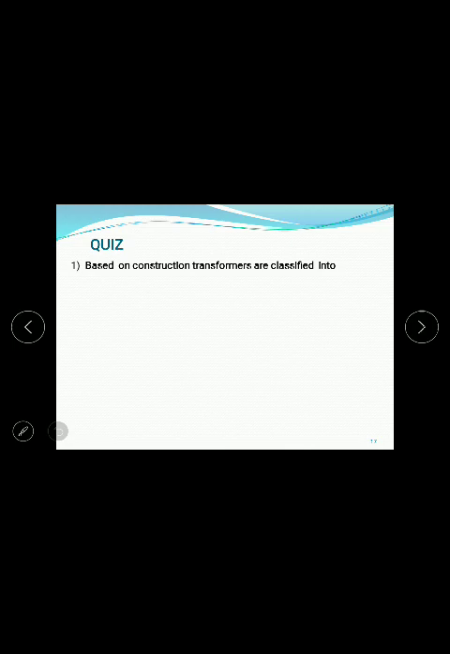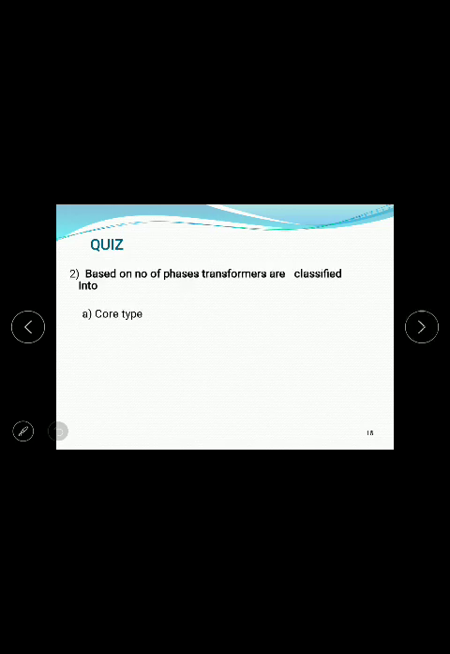Based on construction, transformers are classified into three types: core, shell, and berry type. Single phase and three phase, or polyphase, is based on the number of phases.